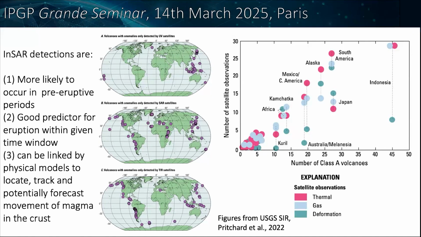And that's something we've tested with 3-year windows, with 6-year windows. And most critically, you can link deformation measurements to physical models that allow you to locate and track and potentially even forecast the movement of magma through the crust.